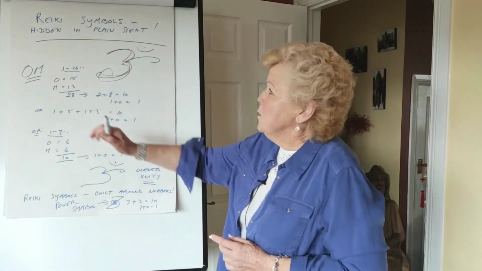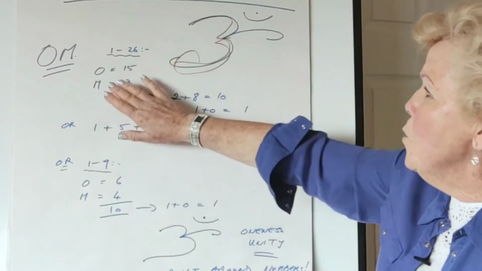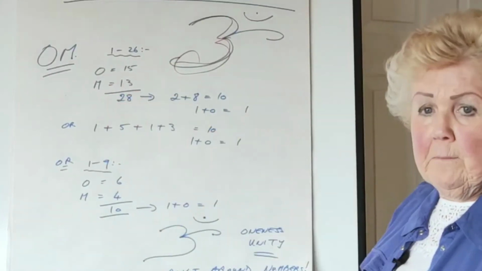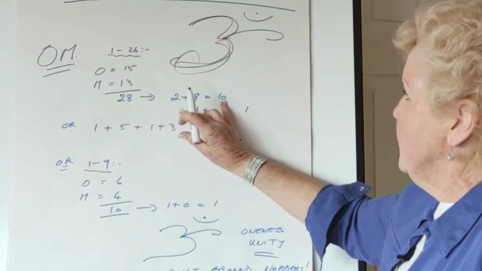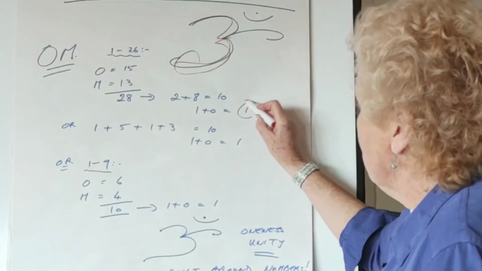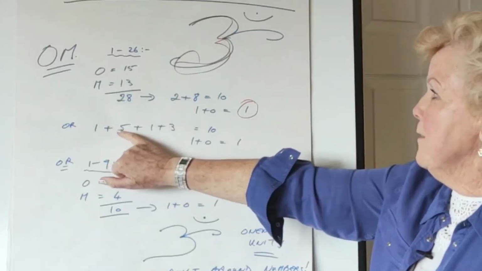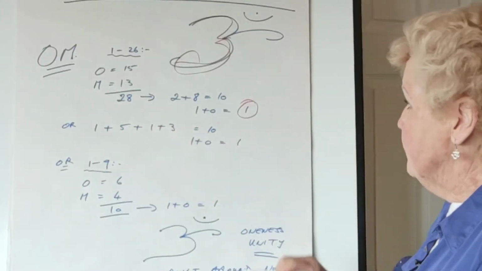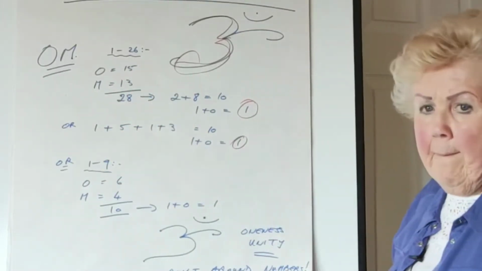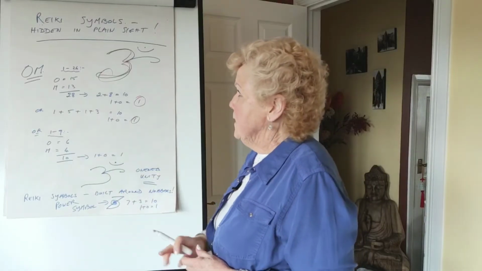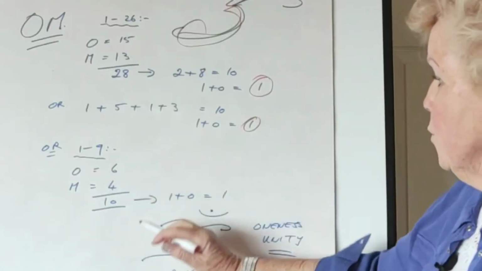Let's take the 1 to 26 first of all. The O is 15, the M is 13. Total of 28, 2 plus 8 equals 10, 1 plus 0 equals 1. Or, separate them: 1 plus 5 plus 1 plus 3 equals 10, equals 1. Or try the 1 to 9. O is 6 and M is 4, 10.